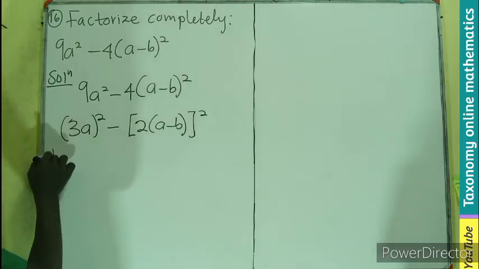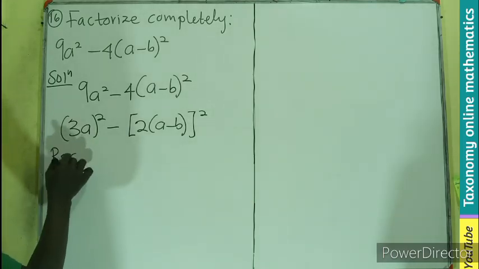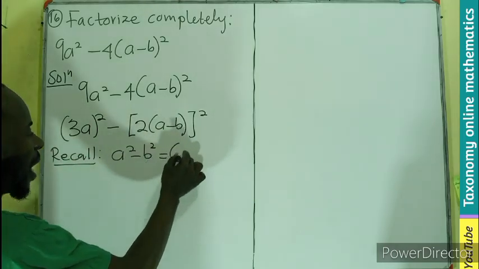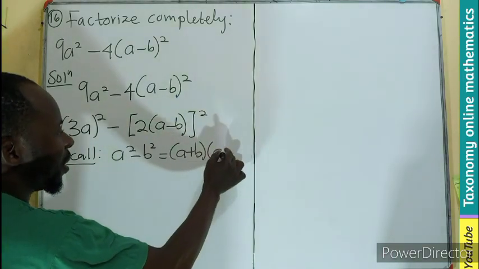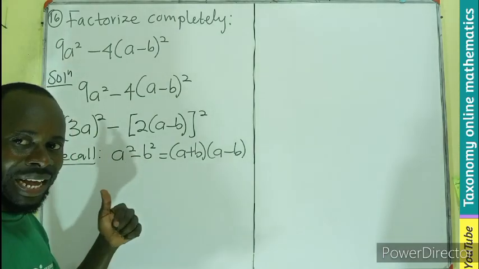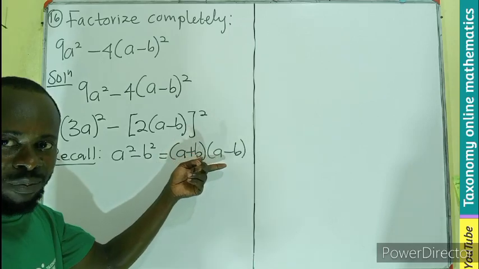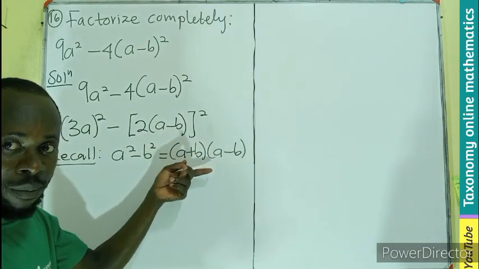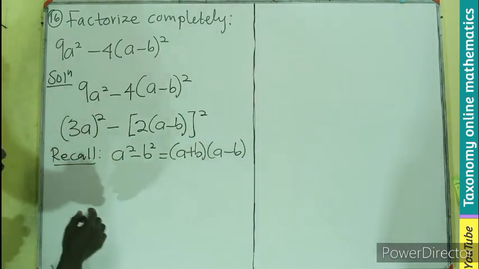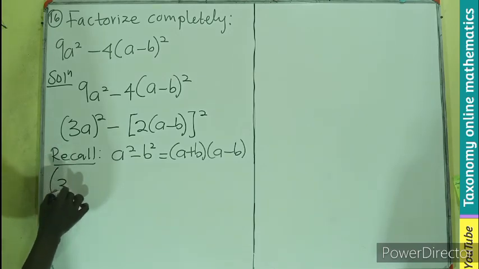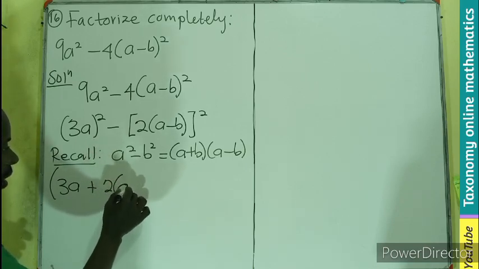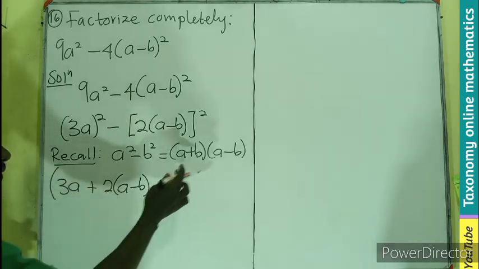So I can recall that if I have a squared minus b squared, it becomes a plus b, a minus b, which is a difference of two squares. First term squared minus second term squared. It becomes this expanded form. So looking at this, first term squared minus the second term squared. That would mean that I'll be having 3a plus 2 into bracket a minus b as the first part, the bracket.